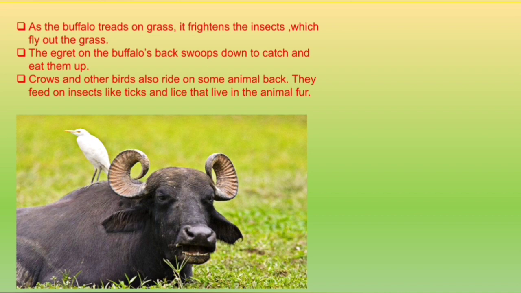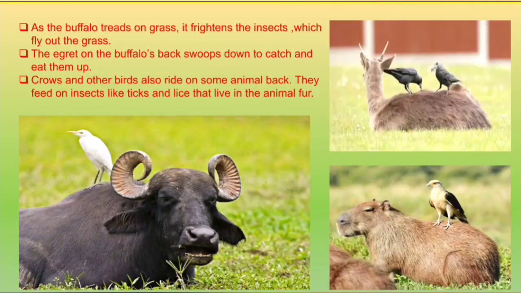Now, treads means to walk. So when the buffalo is walking and swishing its tail, the insects get disturbed. So what does an egret do? It quickly makes a good meal of them. Crows and other birds also ride on some animals' backs. They feed on insects like ticks and lice that live in their fur.